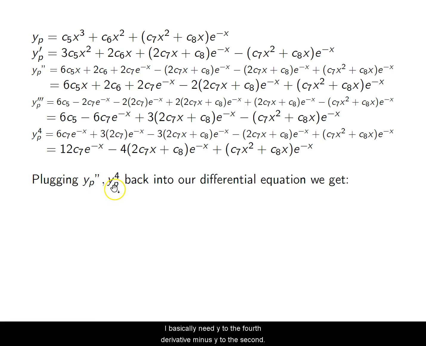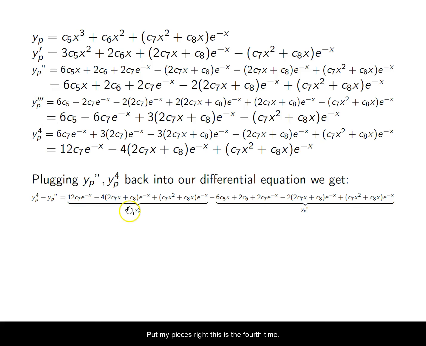I basically need y to the fourth derivative minus y to the second derivative. And when I plug that in, I put my pieces, right? This is the fourth term, okay, here, right? And minus the second derivative. If I had space, I would say that this equals my g of x function, but I'm not going to write that right now. One, because I don't have space. I'd have to write it on the second line, and it'd probably be confusing. And also, I'm really just going to work on simplifying this down.